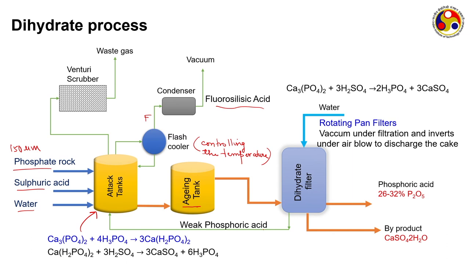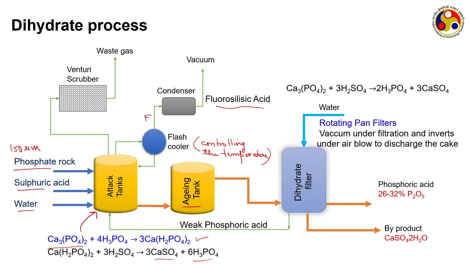Now a part of the weak phosphoric acid, as I told you, is recycled in order to limit the reaction of this ore, to inhibit the formation of calcium sulfate on the ore itself. This reaction occurs, which I have shown, giving calcium dihydrogen phosphate. This calcium dihydrogen phosphate is the intermediate product. It again reacts with the sulfuric acid present here, and it forms calcium sulfate gypsum and phosphoric acid, which is again sent back. So this is a flow sheet. This is the recycle loop, and the recycle loop is weak phosphoric acid.